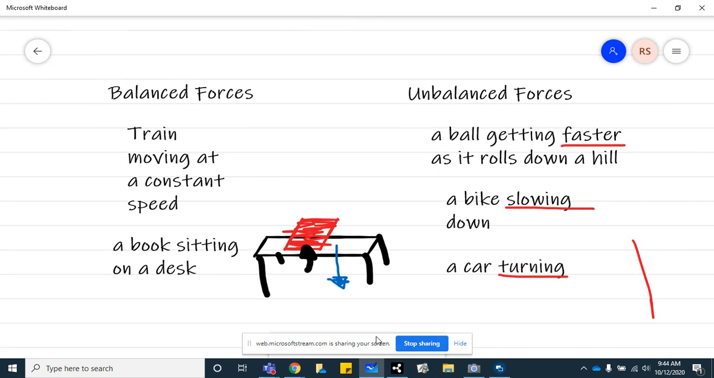Here are some examples for you up here. Balanced forces: a train moving at a constant speed. The key word there is constant speed. A book sitting on a desk. Gravity is pulling the book towards the center of the earth. And actually, the normal force, is what they call it, is the table is actually pushing back up on the book with an equal amount of force. Therefore, that's why objects at rest are considered balanced forces.